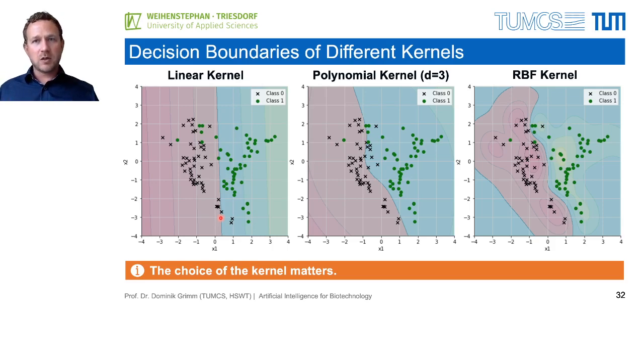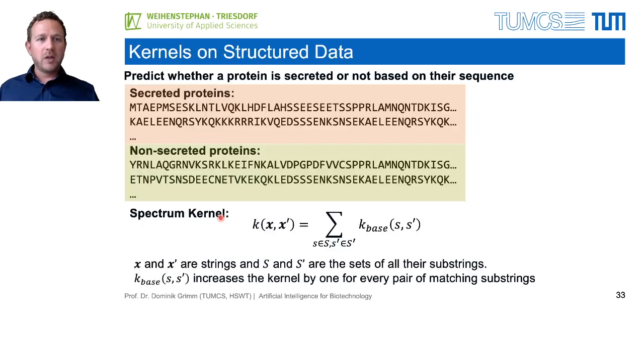And the nice thing about these kernels is, as I said before, they more or less describe nothing else than a similarity measure between our samples. There exists a huge family of different types of kernels, and kernels can be computed on so many different things. For example, there are kernels on structured data. Let's look at this example.